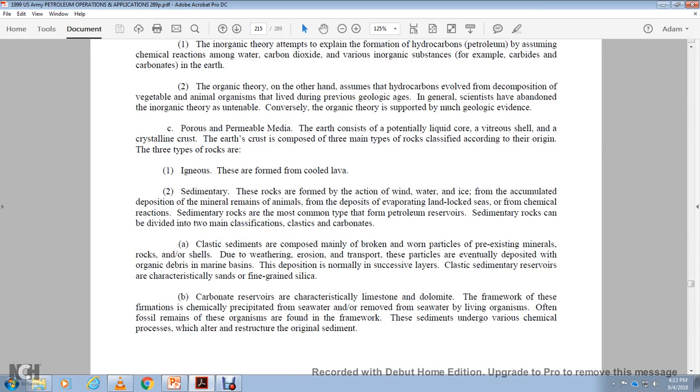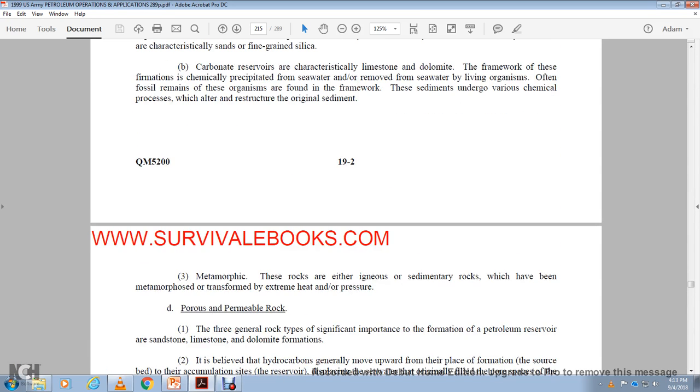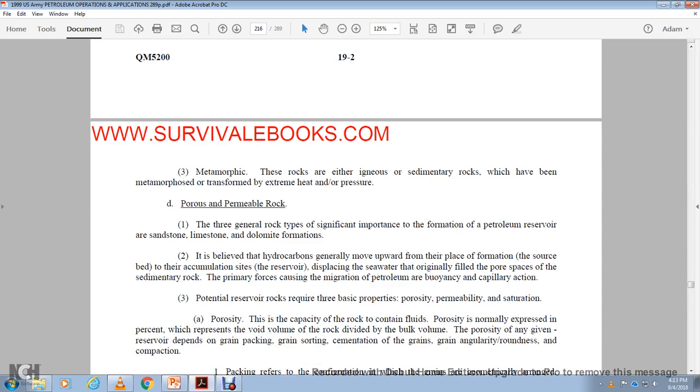Normally in successive layers, clastic sedimentary reservoirs are characteristically sand and fine-grained silica. Carbonate reservoirs are characteristically limestone and dolomite, the framework formed by chemically precipitated seawater and/or removal from seawater by living organisms, with fossil remains of these organisms found in the framework. The sediments undergo various chemical processes that alter and restructure the original sediment. Metamorphic rocks are igneous or sedimentary rocks which have been metamorphosed, transformed by extreme heat and pressure.